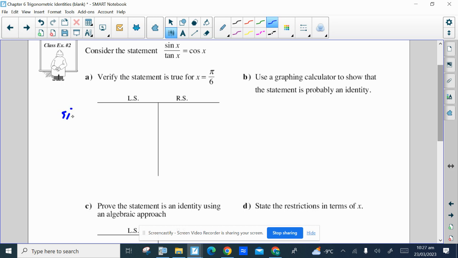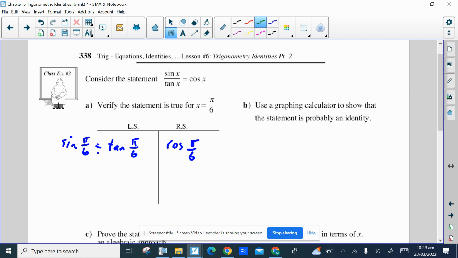So we're going to have the sine of pi on 6 divided by the tangent of pi on 6, and that should equal the cosine of pi on 6. So at pi on 6 on the unit circle, the coordinates are root 3 over 2 comma a half, and the tangent was root 3 over 3, which you get by going sine divided by cos. It was 1 over root 3, which became root 3 over 3.